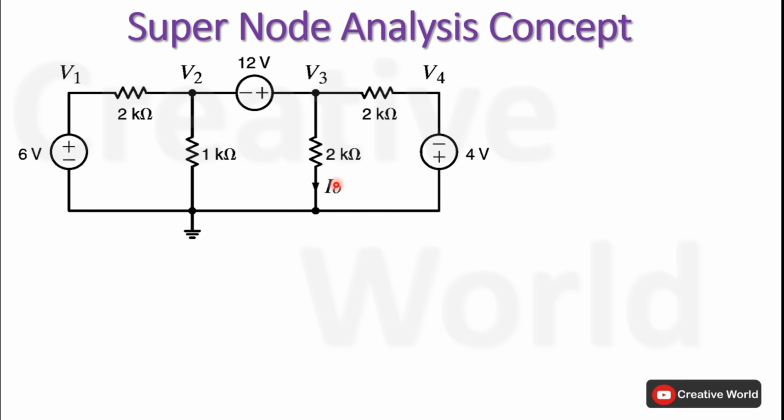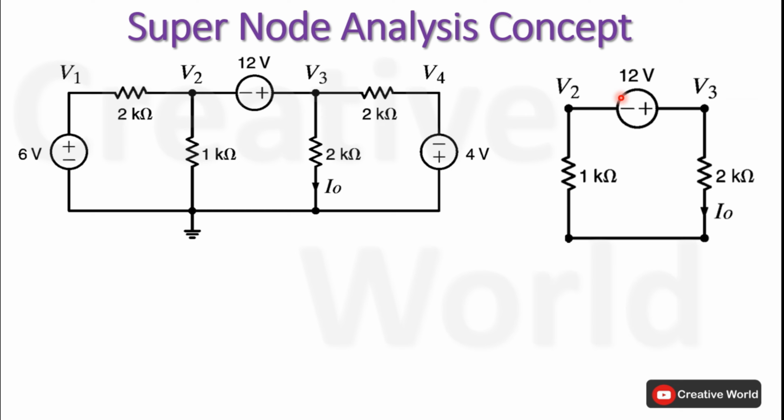For better understanding, we will take this part of the circuit in order to form a supernode. Here a 12 volt source exists between two non-reference nodes. Now as we are dealing in simple nodal analysis technique, voltage across any element between two nodes is always equal to the difference of those two node voltages. In this case, voltage across this voltage source is 12 volt, which indicates that the potential difference of these two node voltages is 12 volt. So we can write this statement in mathematical form. Potential difference of these two node voltages is equal to 12 volt.